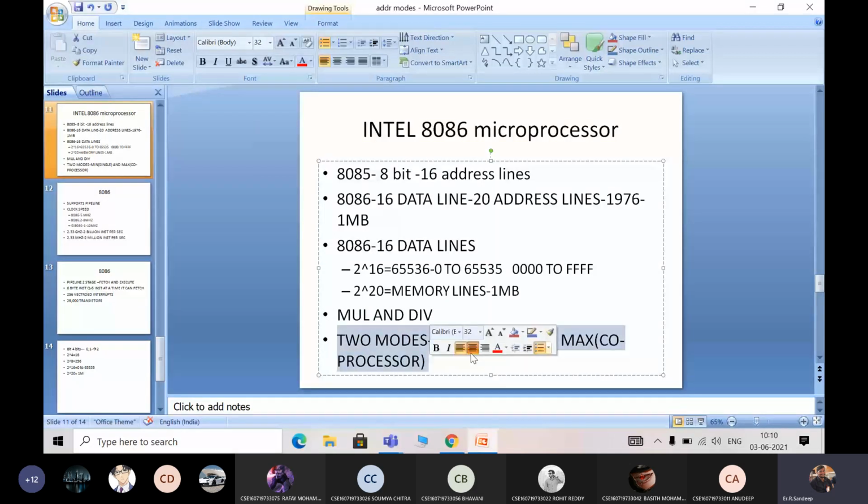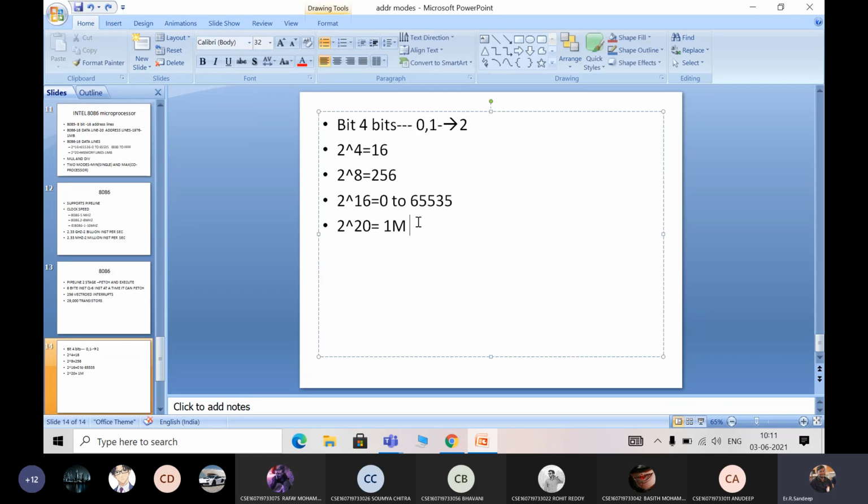And it can be operated in 2 modes: minimum mode and the maximum mode. So what is the minimum mode and the maximum mode? If we are having a single 8086 processor, then we are calling it a minimum mode. If you are having more than one microprocessor, then we can call it a maximum mode.